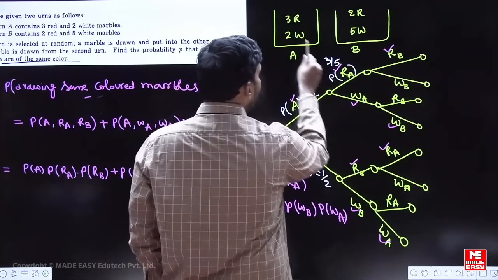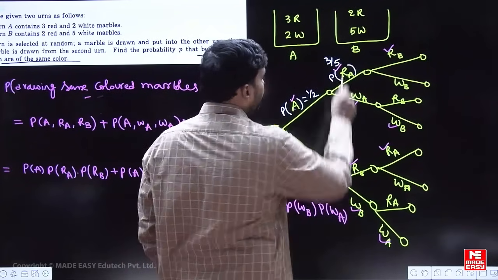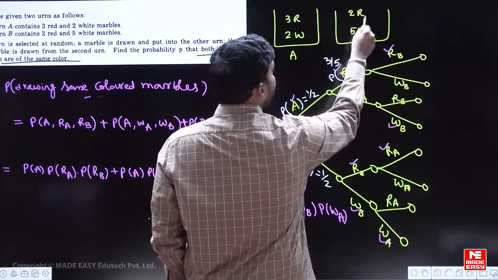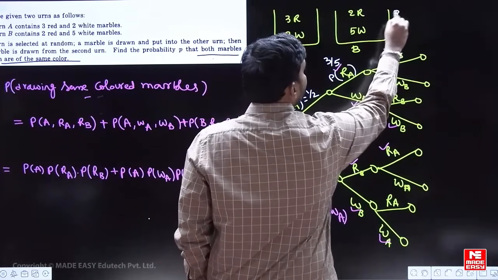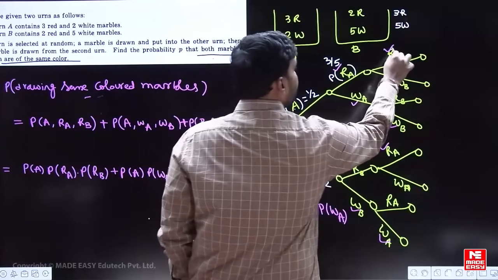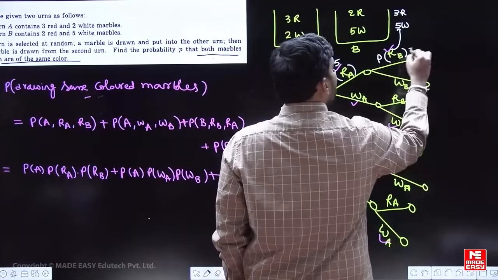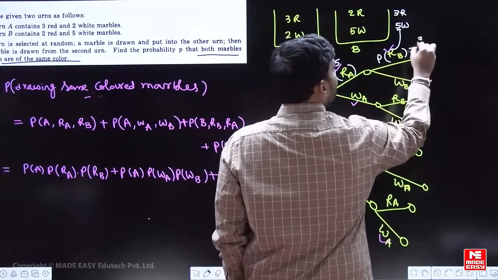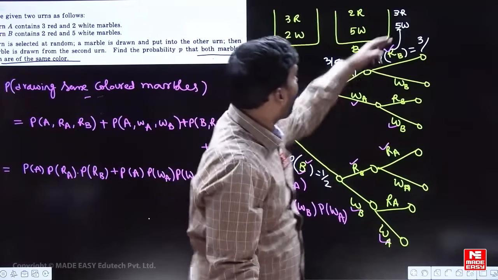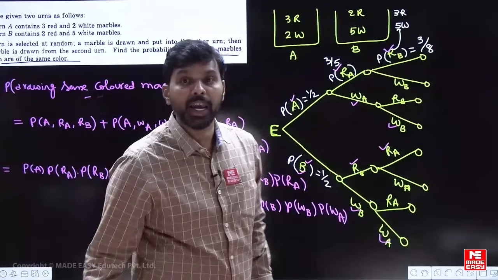Now once the red marble is drawn and it is kept in B, so therefore it will be 3 red balls here. Now this will be 3 red balls and 5 white balls here for the RB. Okay, so then the probability of this RB is going to be, totally there are 3 as the favorability out of 8. So therefore this will be 3 by 8 here.